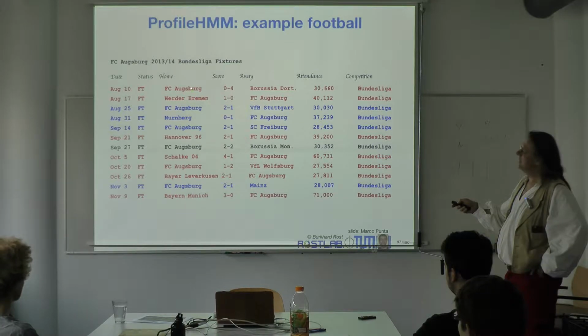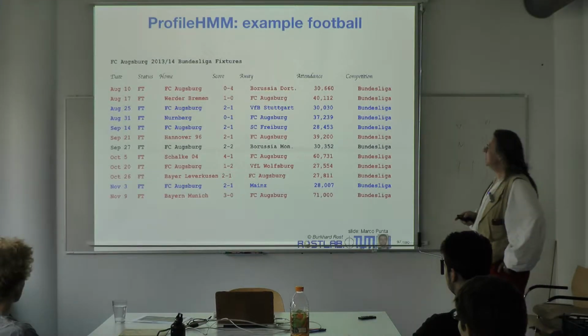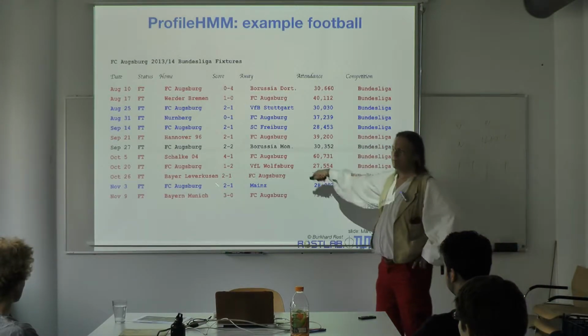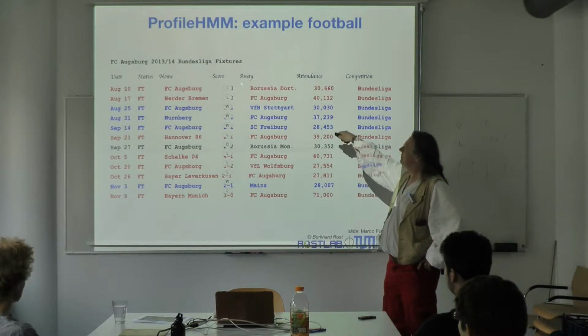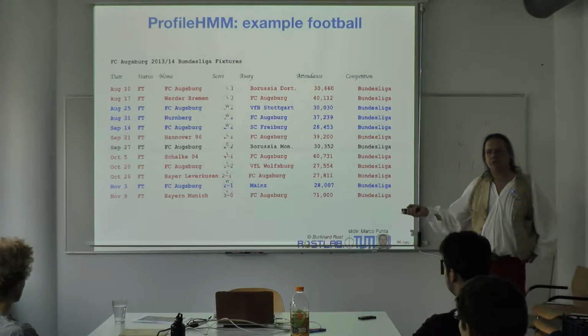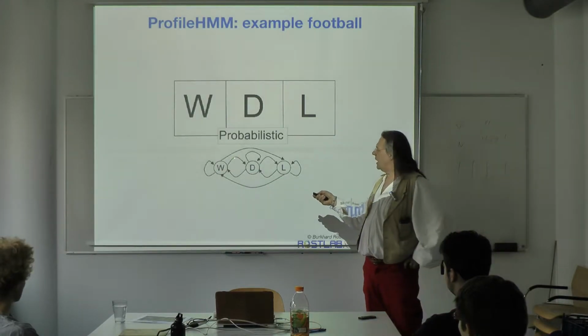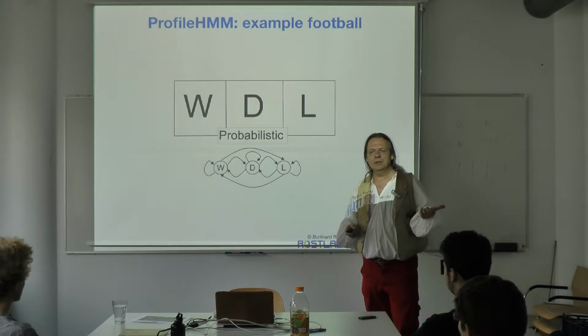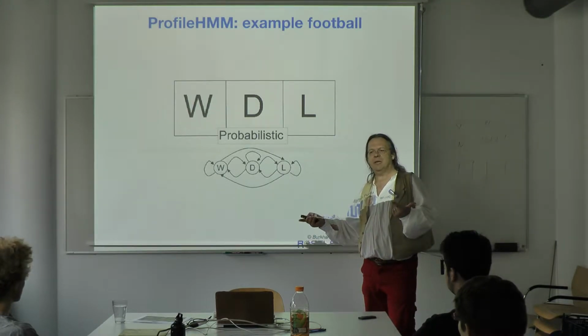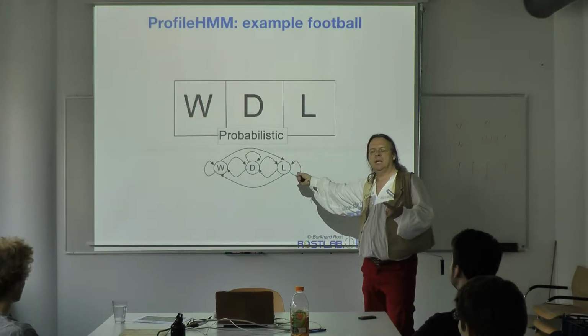Augsburg lost is red, won is blue, and draw is in black. What you can do is simply go through the sequence and see whether you can predict win, draw, or lose. You essentially have 3 outcomes. Given that today they won, what's the probability of either winning again, drawing, or losing in the next game? And how would you do that?